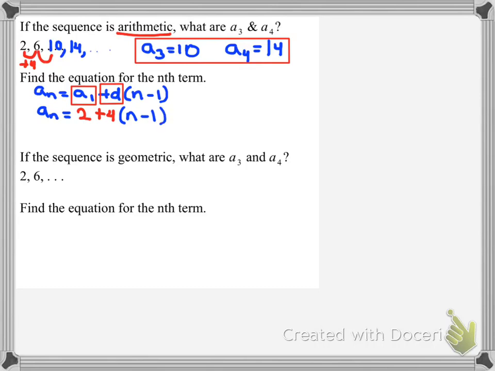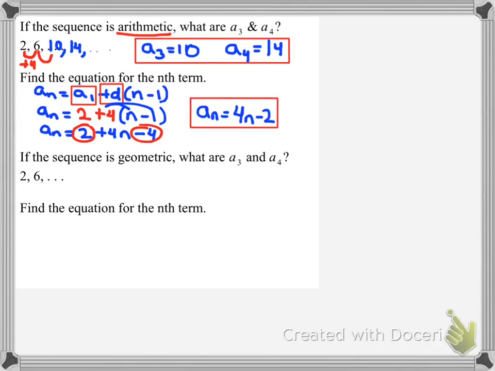I just need to simplify, so using the distributive property, that will give us a sub n is equal to 2, 4 times n will give us a positive 4n, and 4 times negative 1 will give me a negative 4. I just need to combine like terms, so I'm going to combine my 2 and my negative 4, and that will give me a sub n is equal to, remember to place your variables first, 4n minus 2. And that'll be my equation, that'll be my n term.